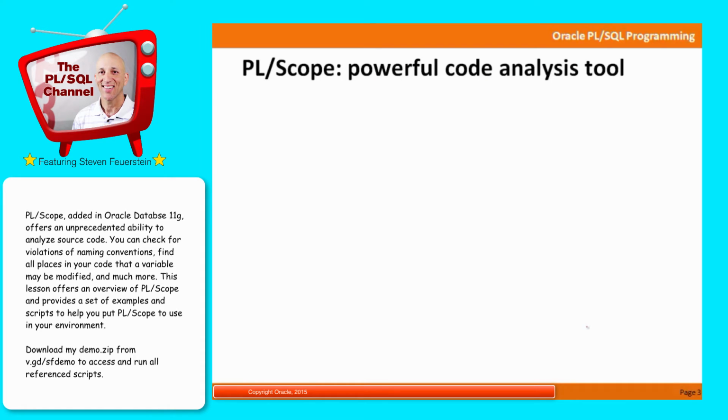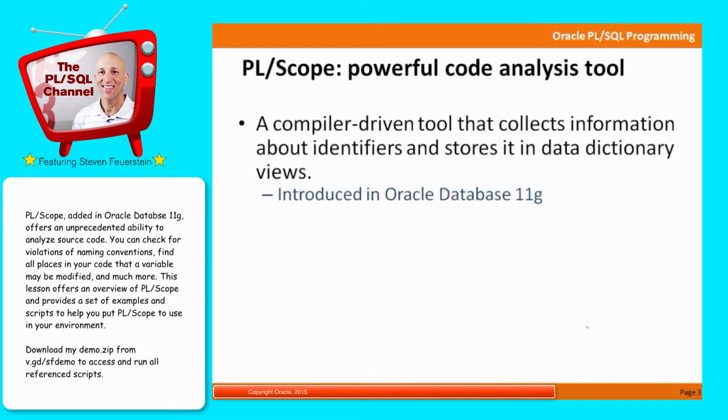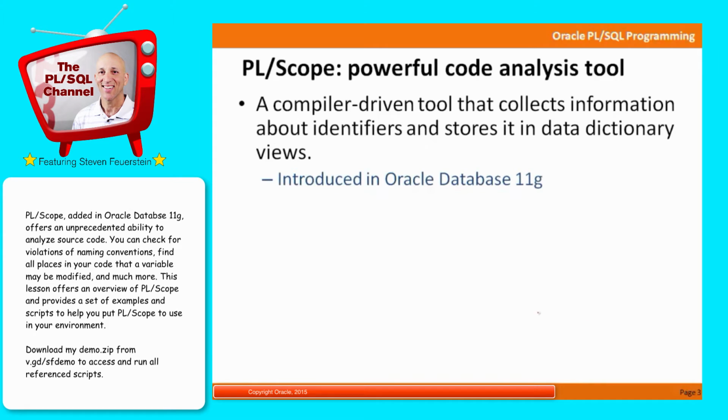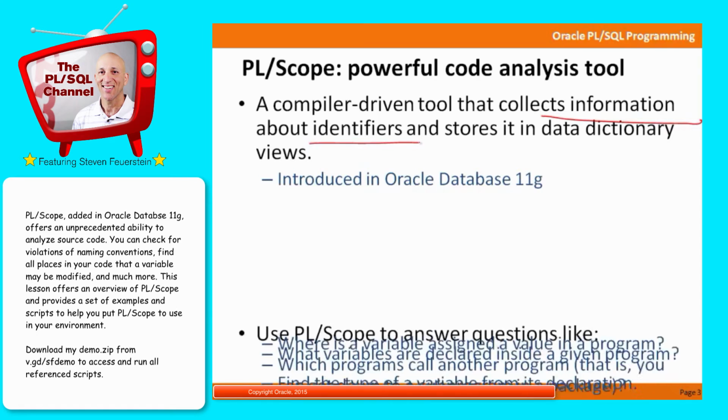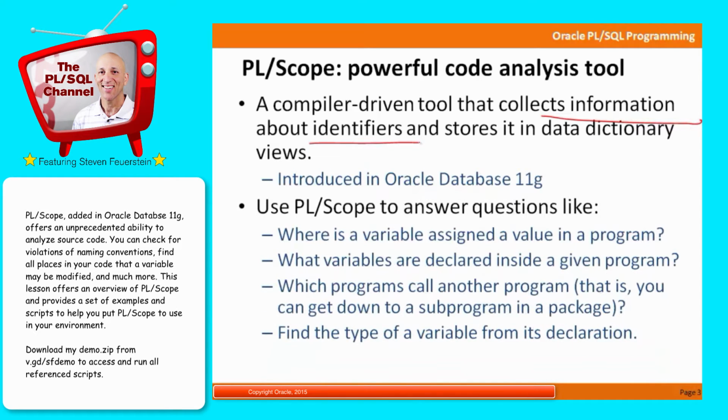Now, PL/Scope is a very powerful code analysis tool that was introduced in 11g. It's a compiler-driven tool that basically collects information about all the identifiers, the named elements of your code, variables, types, program names, and so on, and stores it in data dictionary views. And then you can, of course, access the data dictionary views, and one in particular, ALL_IDENTIFIERS, to get detailed information about your code. So you might say, well, what's different about that from ALL_SOURCE?